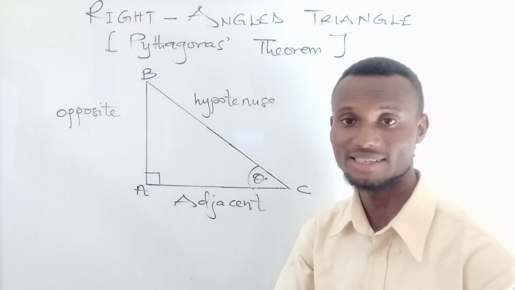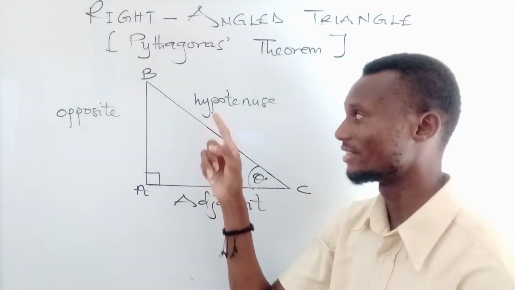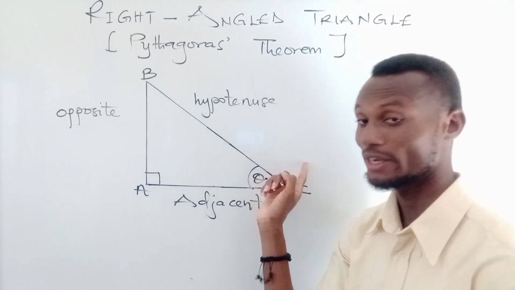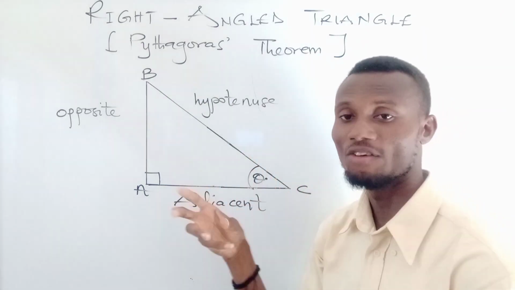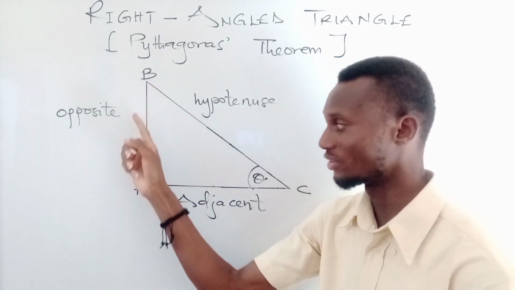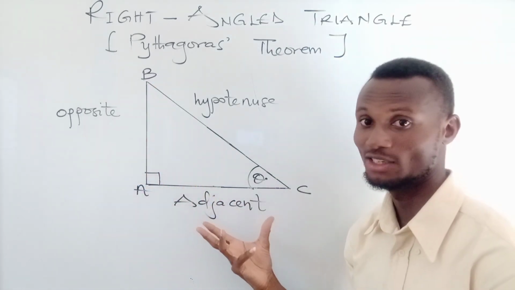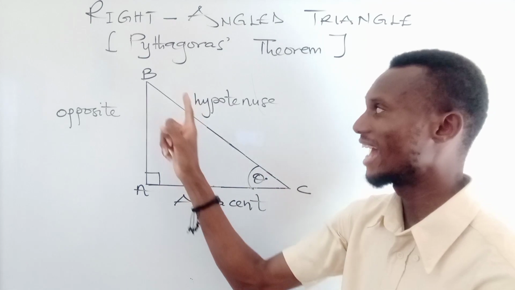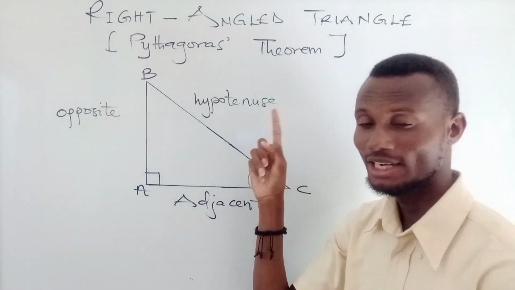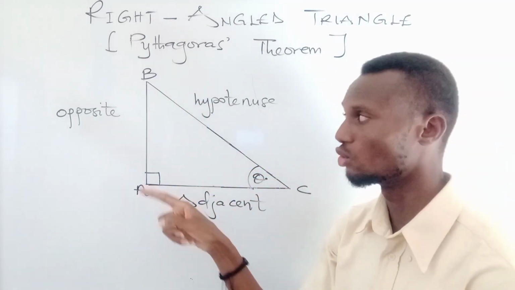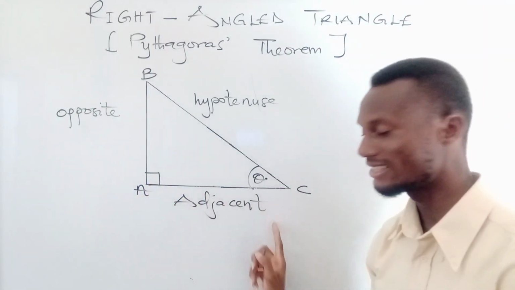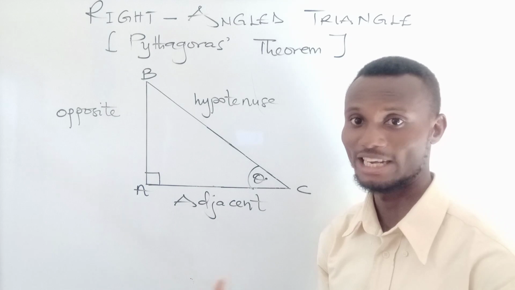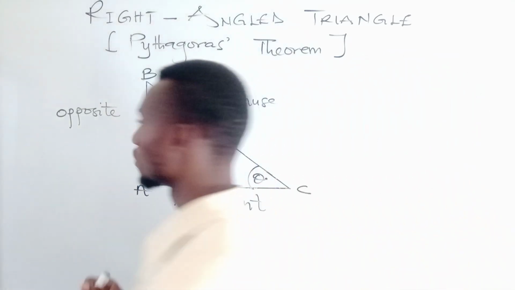And the theorem says that the square of the line BC, which is the hypotenuse, is equal to the sum of the square of the opposite and the adjacent. So we are going to have line BC squared is supposed to be equal to line AB squared plus line AC squared, and that's what the theorem says. I'm going to write it down.